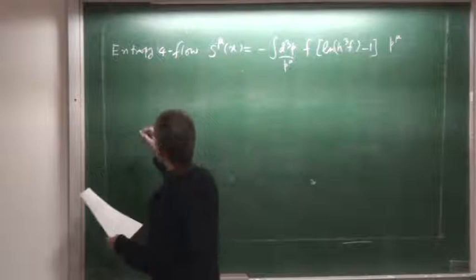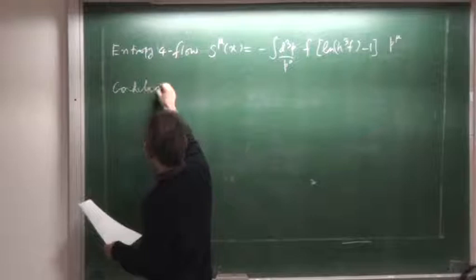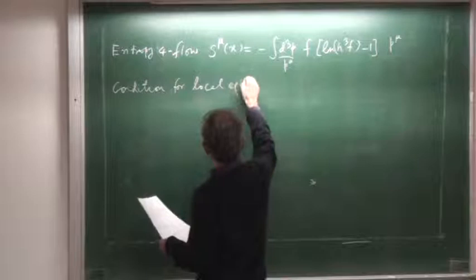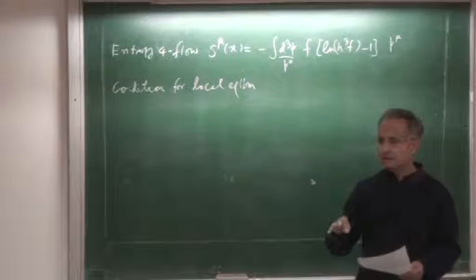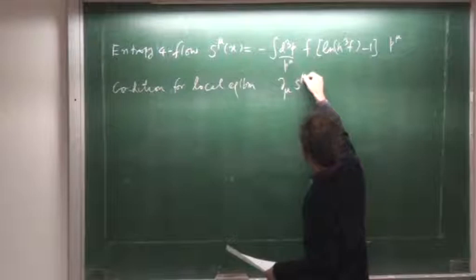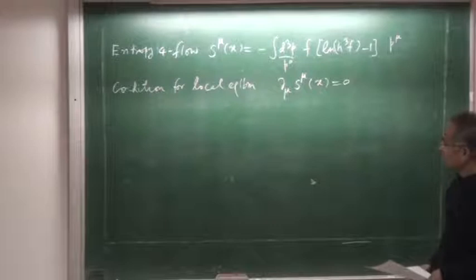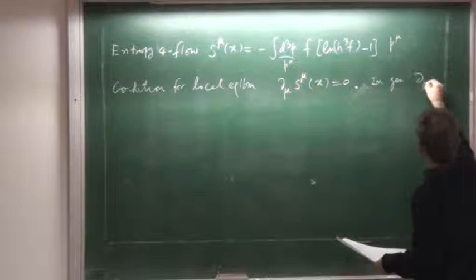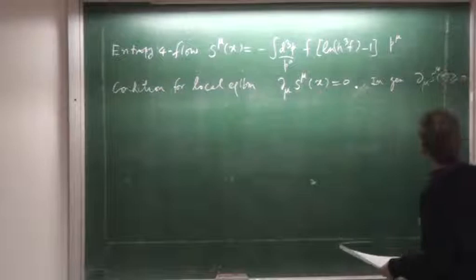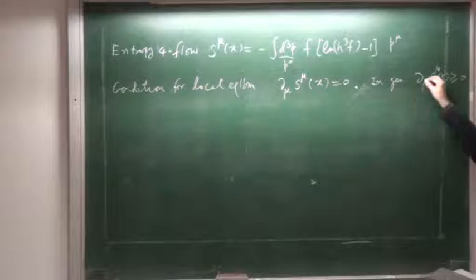So, the condition for local equilibrium is this. You know that as the system evolves, the entropy keeps on increasing, and when it reaches equilibrium, entropy attains saturation. Similarly here, this is the condition for local equilibrium, but in general, equality is only for equilibrium, otherwise it is an inequality.